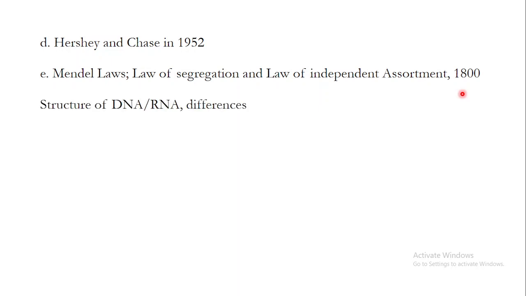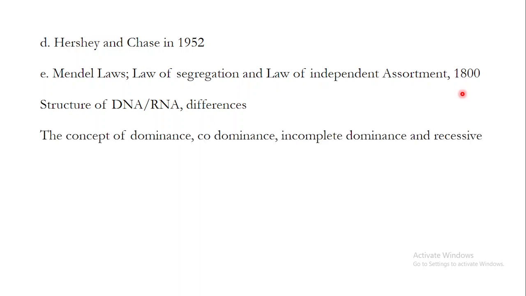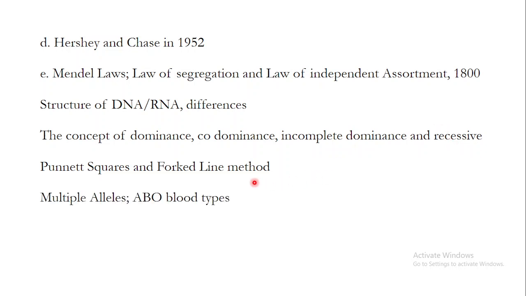We'll be focusing on the structure of DNA and the RNA. What are the differences between the DNA and the RNA? The concepts of the dominance, the codominance, the incomplete dominance, and the concept of the recessive. I'll be having a detailed discussion on the Punnett squares and the fork-line method, and the multiple alleles and the ABO blood types, the sex-linked inheritance.